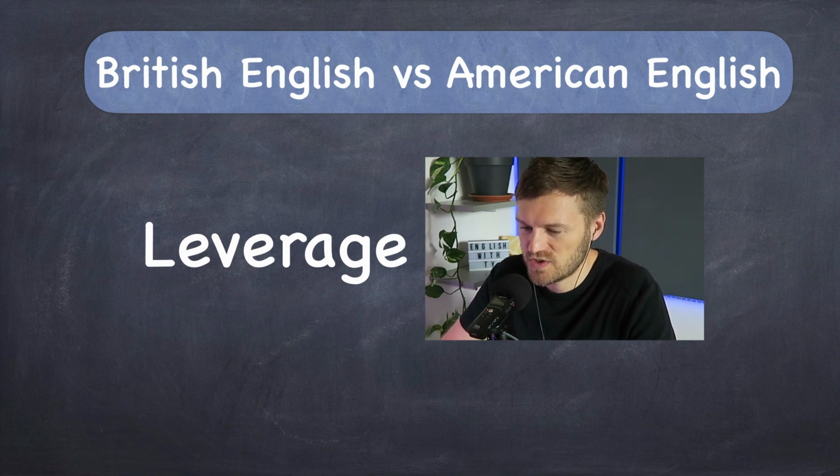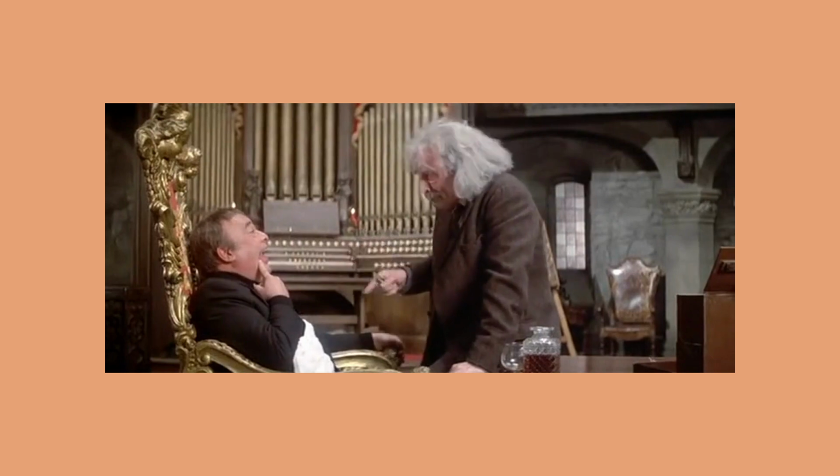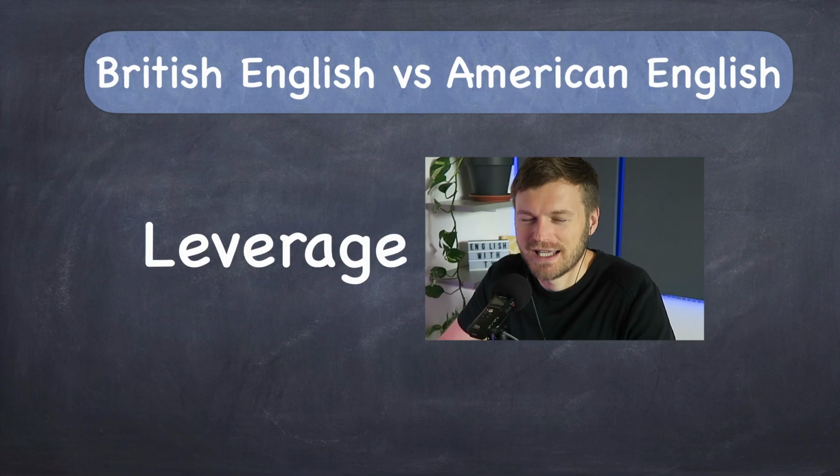So the British English way would, in my opinion, be to say leverage, to pronounce the E at the beginning more like an E again, not like an or air. The American way would be leverage. Here's an example for you of the British way of pronouncing this word. Have to use more leverage. Here's an example for you of the American way of pronouncing this word. For ways to leverage my obedience.